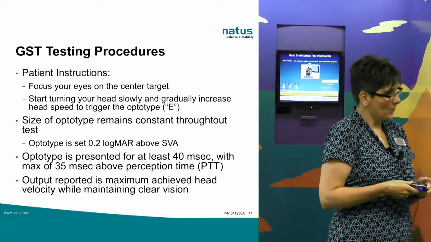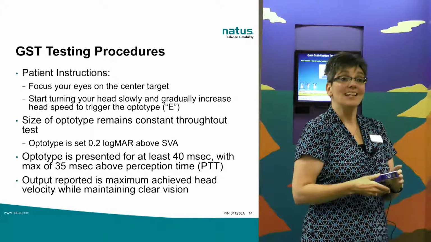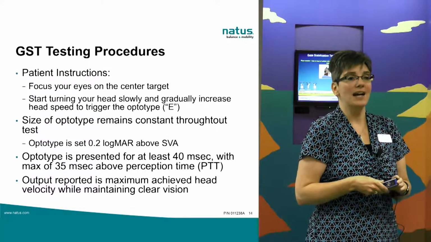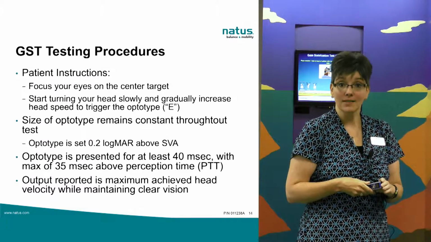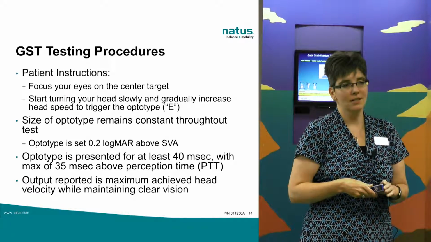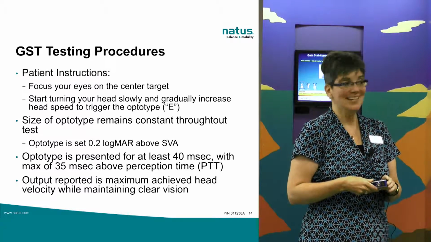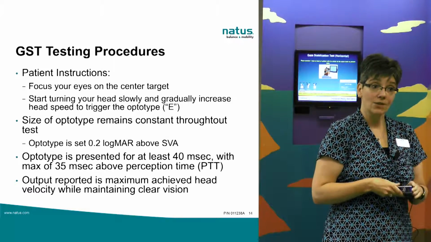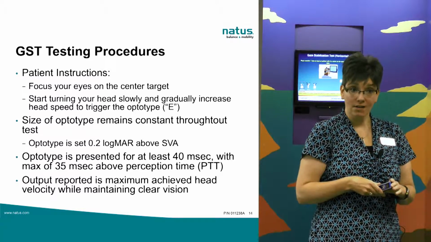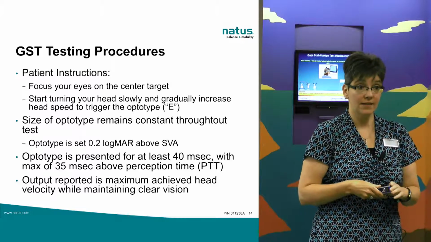The test is a little trickier because as we move through the test, if the patient gets the answer correct, the computer will ask for faster head velocity because the goal is to see how quickly the patient can actually move their head and still see. So the instructions to the patient are going to be a little different. They gradually start increasing their head speed, and as soon as the patient hits that threshold velocity, the optotype will appear. If the patient gets the answer wrong, then the computer will ask for a slower head velocity on the next trial.